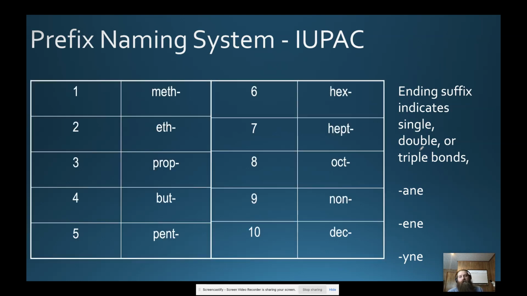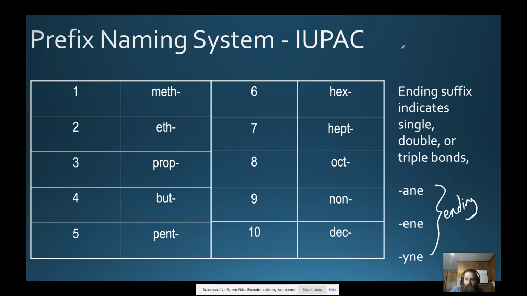And the prefix system is really simple. You need to know 4 new words or 4 new prefixes. 1, 2, 3, and 4. Meth, eth, prop, and but. After 4, they are the normal prefixes that we use in inorganic chemistry, right? Like 5 means pent, 6 is hex, 7 is hept, and so on and so forth. The ending, which is over here on the right, these are our endings, is going to be dependent on if there's a single, double, or a triple bond.